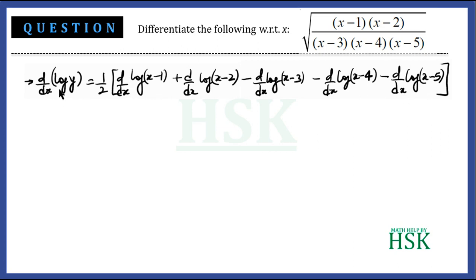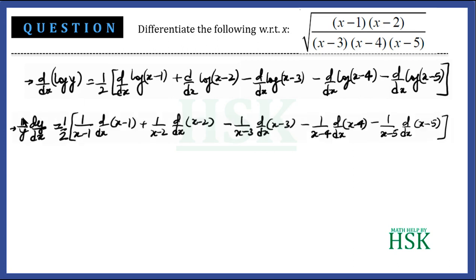Now differentiation of log y, as done in the previous question, can be written as 1 by y dy by dx. And here I'm going to apply the chain rule of differentiation to differentiate log of x - 1. So this would be equal to 1 upon x - 1 into d upon dx of x - 1. Similarly, 1 upon x - 2 into d by dx of x - 2, 1 upon x - 3 into d by dx of x - 3, 1 upon x - 4 into d by dx of x - 4, minus 1 upon x - 5 into d by dx of x - 5.